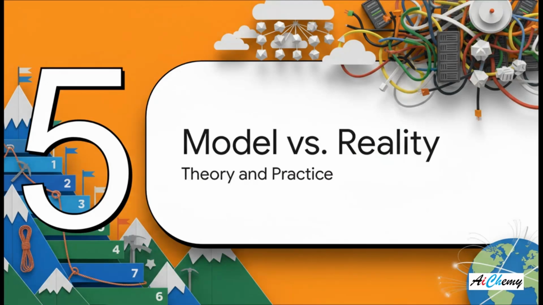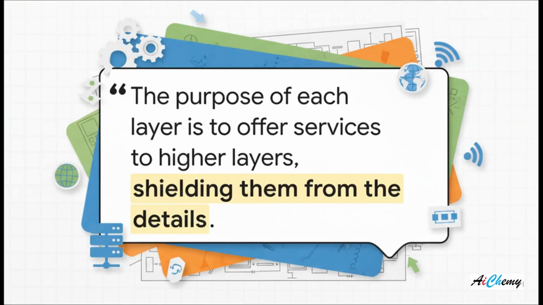So there you have it. We've climbed all 7 layers of this really elegant and beautifully organized model, but there's a crucial question we have to ask. Is this really how the internet works in the real world? And the answer might surprise you. This is maybe the most important thing to take away from all this. The OSI model isn't the law. It's more like the textbook.